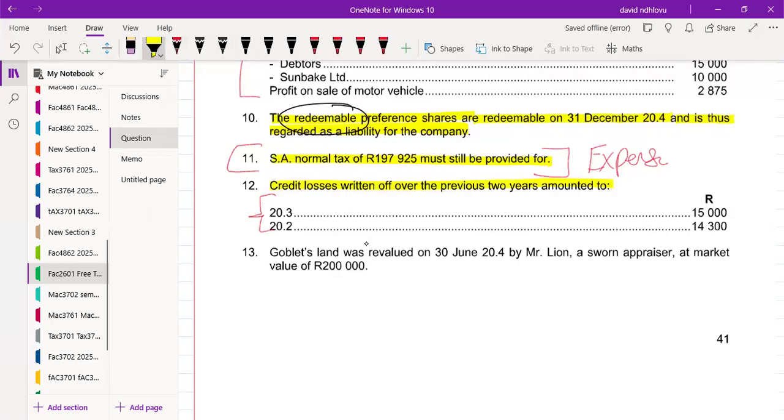Right, then they say Goblet's land was revalued on 30 June by Mr. Lyon, a sworn appraiser, at a market value of 200,000. Right, this is revaluation surplus. You have done it already in 2601. I will explain it when we get to this part as we are answering the question.